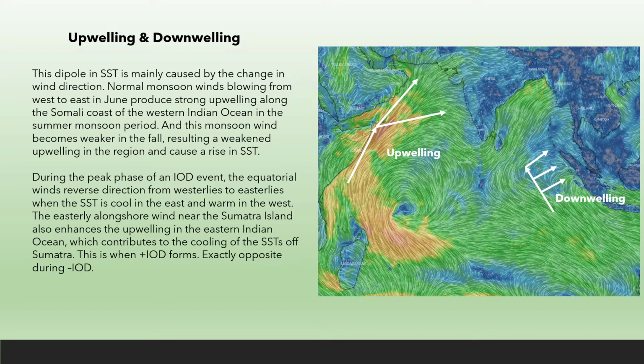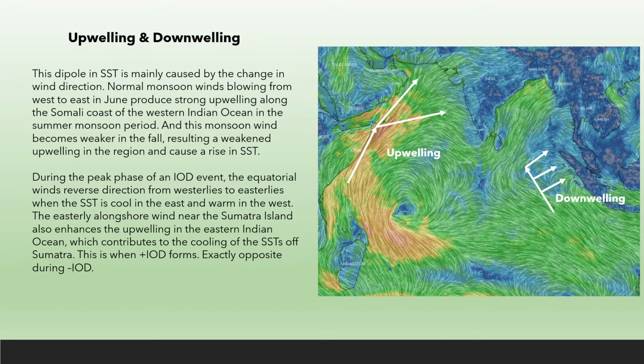During the peak phase of an IOD event, the equatorial winds reverse direction from westerlies to easterlies. As I said, the normal scenario is upwelling over the West Indian Ocean during the southwest monsoon season. But when a positive IOD event occurs, the upwelling changes to downwelling, and the downwelling here will become an upwelling. So there will be equatorial easterlies forming. As we saw in the previous picture, the surface wind will be moving from the East Indian Ocean to the West Indian Ocean. That is called positive Indian Ocean dipole.